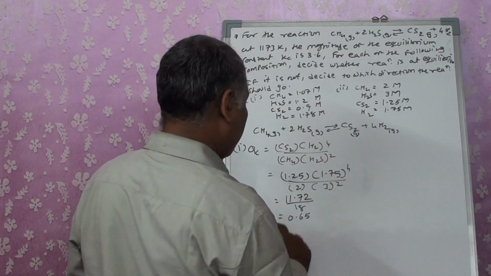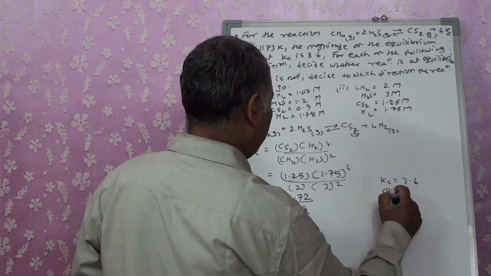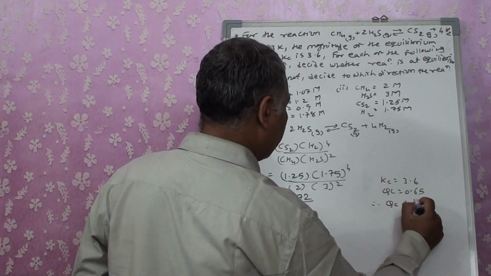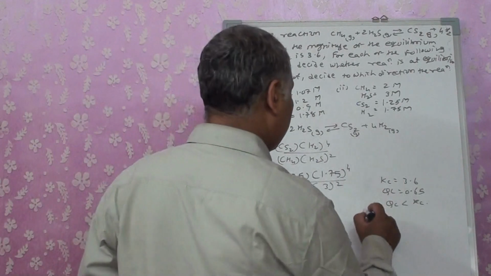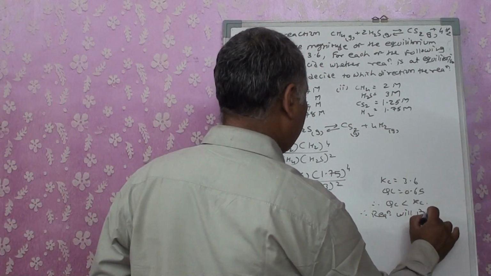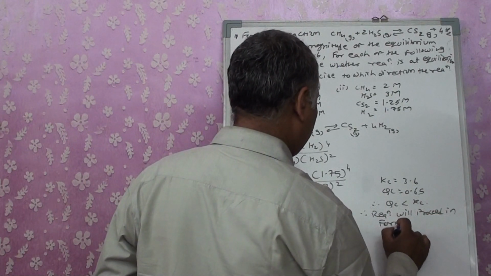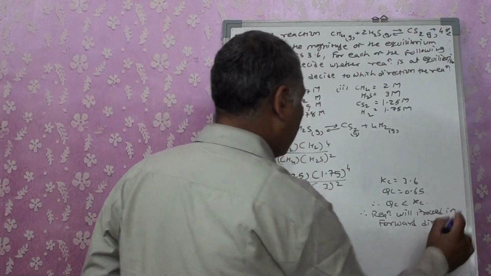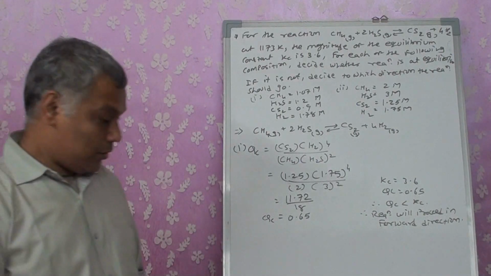So what does this show? Here it indicates that Kc was 3.6, Qc is 0.65. Therefore Qc is much less than Kc. This time we got Qc less than Kc. Therefore the reaction will proceed in the forward direction, right?